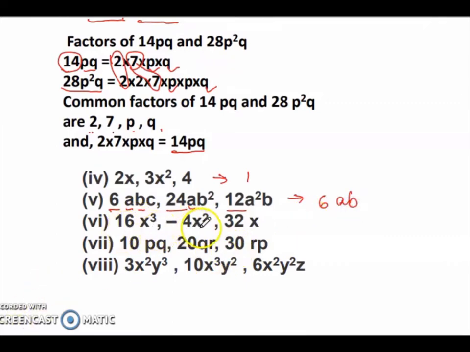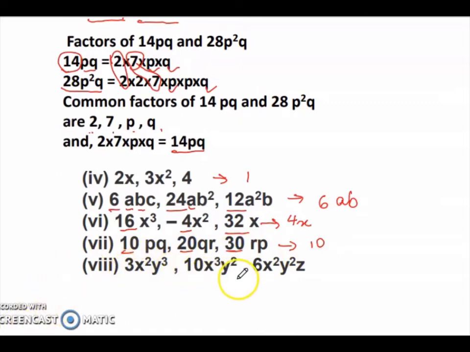So for the 16x cube minus 4x square plus 32x, here you will see among the coefficients what can be the common factor. Obviously 4, because 16, 4 and 32, everything is divisible by 4. So among the coefficients you have 4, then see the algebraic expression part, x cube, x square and x. So the smallest one is x. So 4x will be the common factor. So P, Q and R, none of them are common factors for any of these. Only you can compare the coefficient 10, 20 and 30. So common factor for 10, 20 and 30 will be 10.